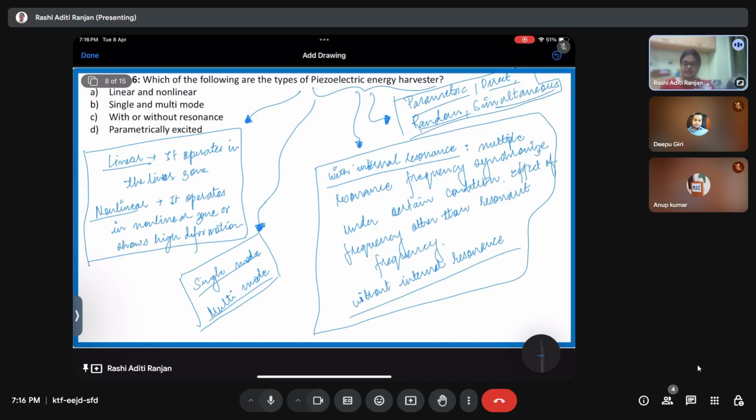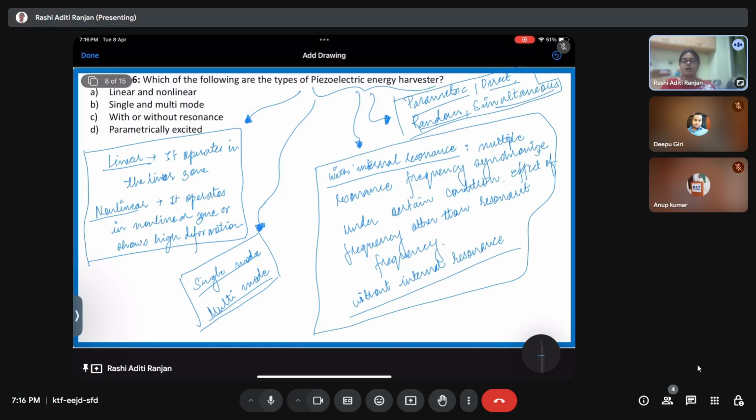Then we can characterize it as the random excitation, and then we could have simultaneous excitation as well, right? These are the four cases that can happen. Okay, so these are the types of piezoelectric energy harvesters that could happen.